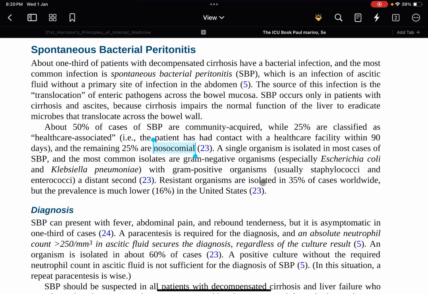Resistant organisms are isolated in 35% of cases worldwide, but the prevalence is much lower, 16%, in the United States.